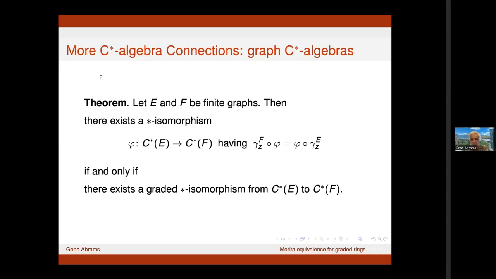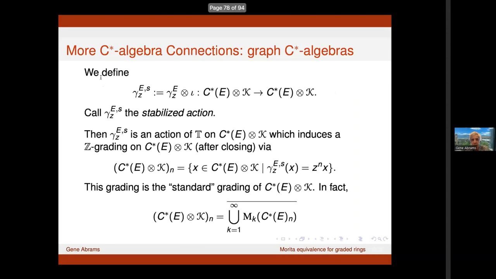And the theorem is, at least for finite graphs, there's a star isomorphism between the appropriate C-star algebras that's compatible with this gauge action if and only if there's a graded star isomorphism between the appropriate C-star algebras. I don't want to spend too much time on this, just to pay some lip service to what's going on on the C-star algebra side. We can then talk about the stabilized action on the appropriate tensor products and the appropriate stabilizations of these things.